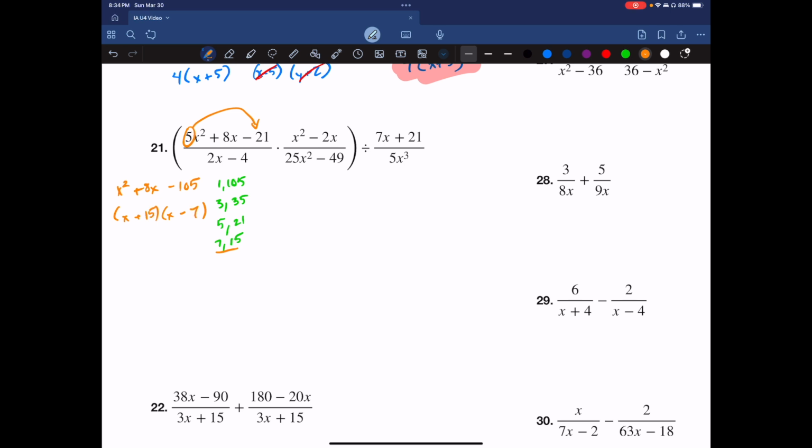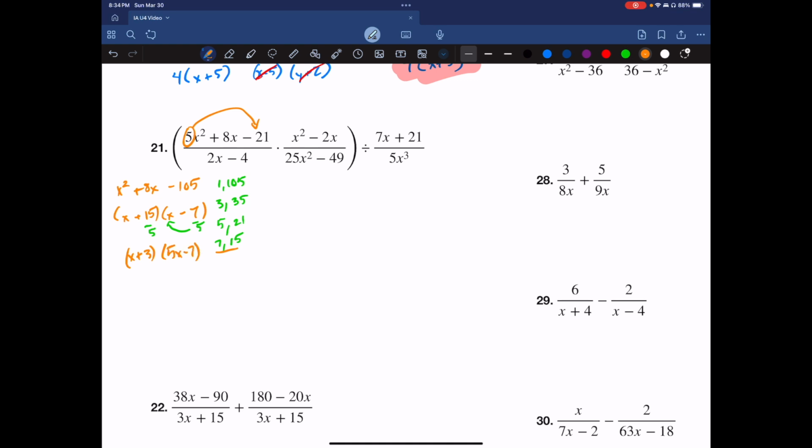So plus 15 minus 7. Now remember with the AC method, because I multiplied by 5 to begin with, I have to undo that. So I divide both of these numbers by 5, and I reduce where I can. So 15 over 5 is going to be x plus 3. All right, and then 7 over 5 doesn't reduce. So I'm going to take this 5 and kick it in front of the x. And so that's going to be 5x minus 7.